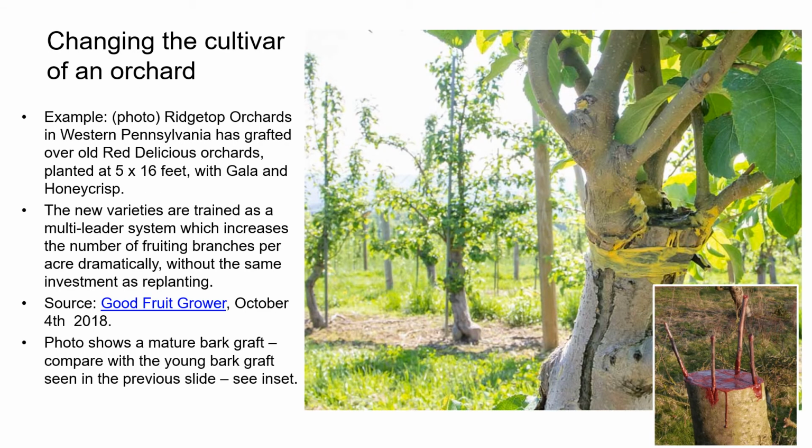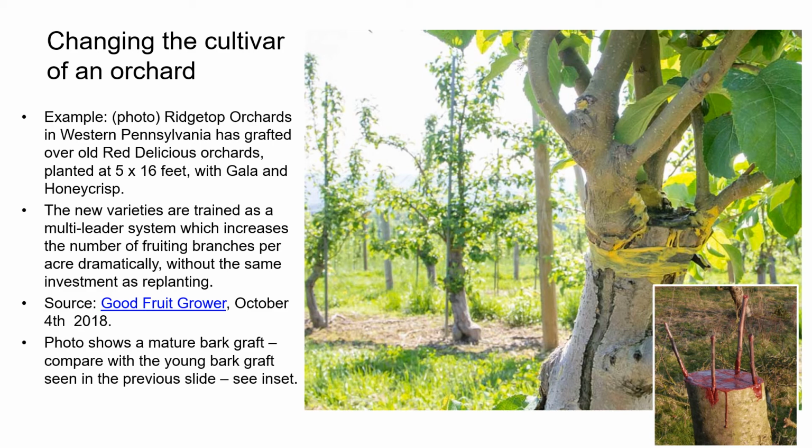The photo on the right is an example of an apple orchard in which the variety has been changed. This is an example that was reported in the Good Fruit Grower Journal in October 2018, where ridgetop orchards in western Pennsylvania has grafted over the old Red Delicious orchards that were planted on conventional spacing at 5 by 16 feet. And the photo shows a bark graft, which you also saw in the previous slide.